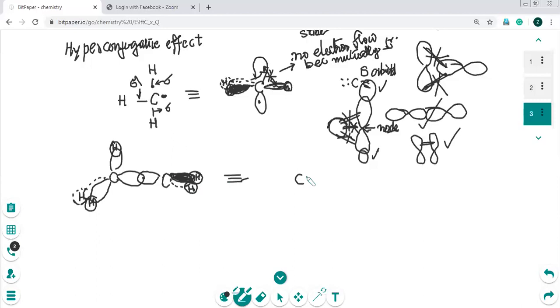C, H, H, C, H, H, and H. Now you have this one, in which there is one electron. So let me draw that down.